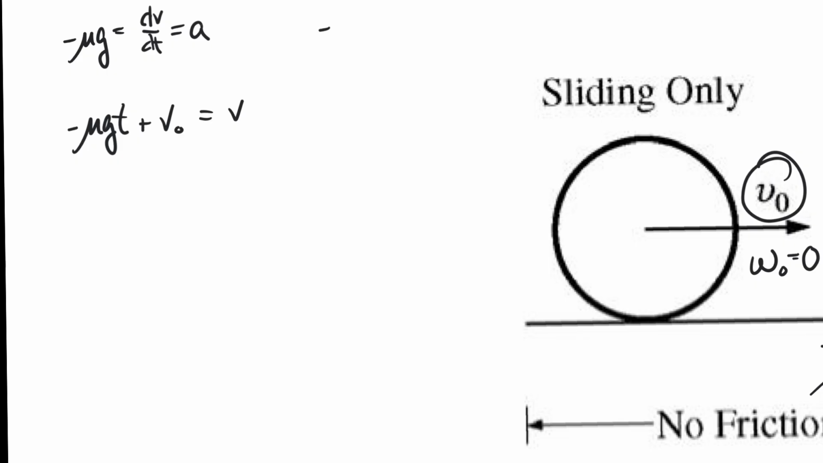The other one? Sorry, this one's not negative, this is positive. Take the antiderivative with respect to t. This is also a constant. Put in your boundary condition, the initial velocity. There. I have omega as a function of t, I have v as a function of t.